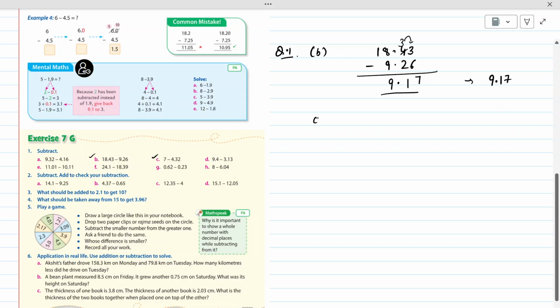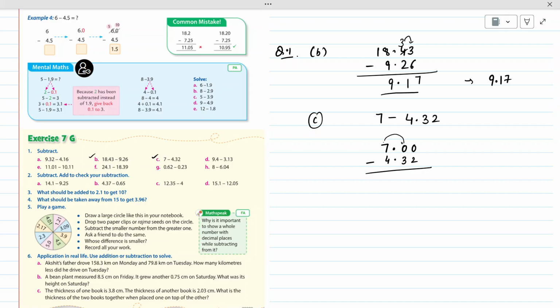Now I'm taking C part, which says 7 minus 4.32. So let's write down 7 in decimal form, and since the other number has two places of decimals, we have to add two zeros after the decimal. And now from this we have to subtract 4.32. Okay, so see here, we do not have anything. Again, here we have 0, so we will go to the whole number.